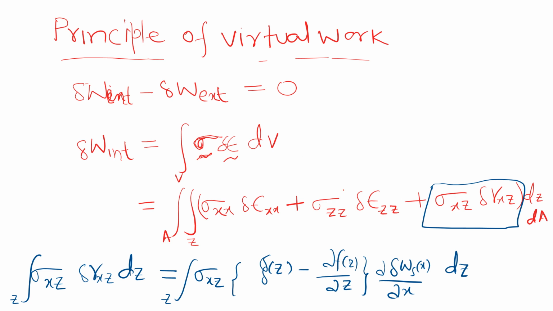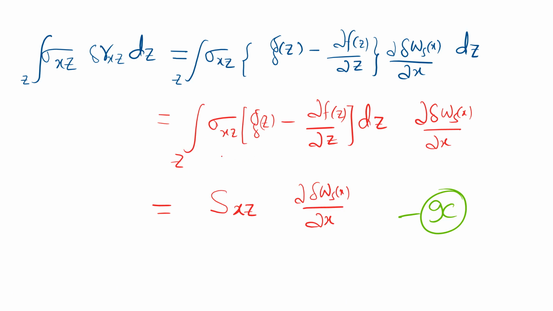Now again, from the principle of virtual work, our third part is this, because we have already done these two. So now we are left with sigma xz into delta gamma xz. So now we will integrate this sigma xz into delta gamma xz, and after integration, we are just integrating here.